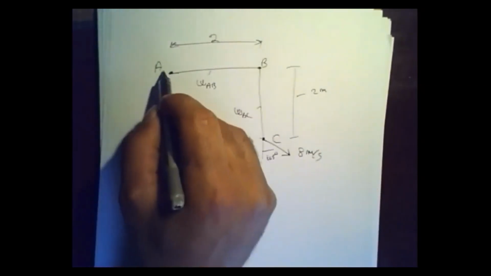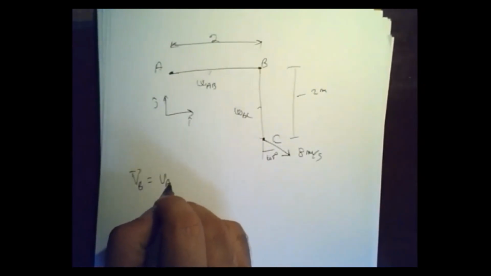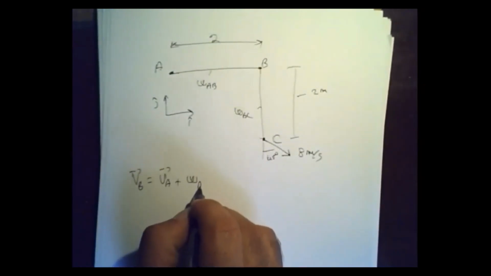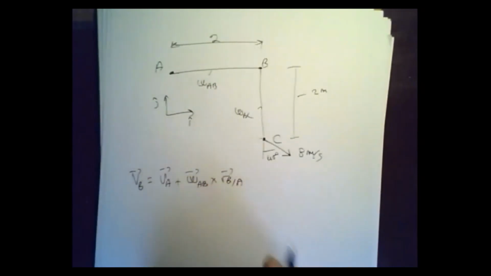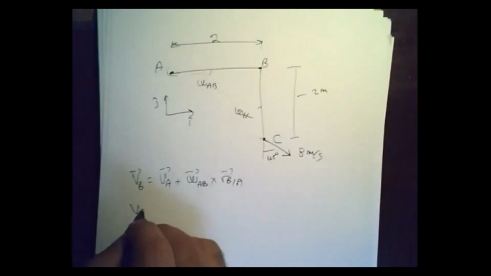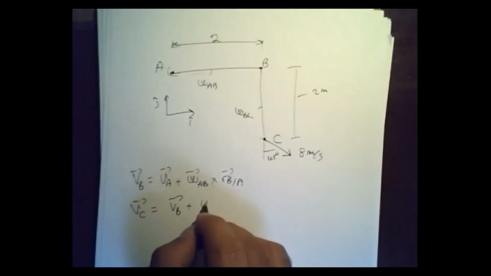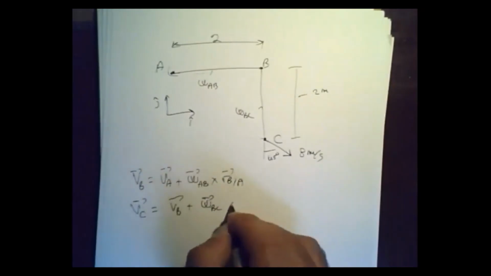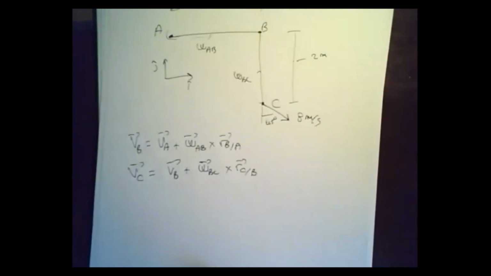This is a rigid body, so I can say the velocity of B is equal to the velocity of A plus omega AB cross RB as viewed from A. I'm taking this whole thing as one rigid body, and then the velocity of point C is equal to the velocity of point B plus omega BC cross RC as viewed from B. You guys agree?